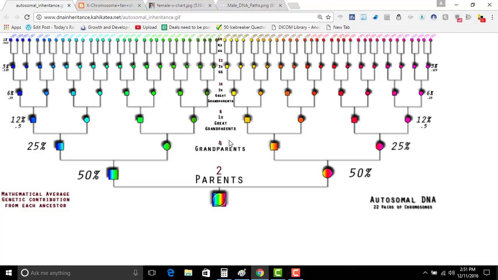But that's basically, like I said, this is a good chart that just shows you how you get the different DNA, how it splits up between 50, 25, 12.5, 6.25, and it just keeps going back.